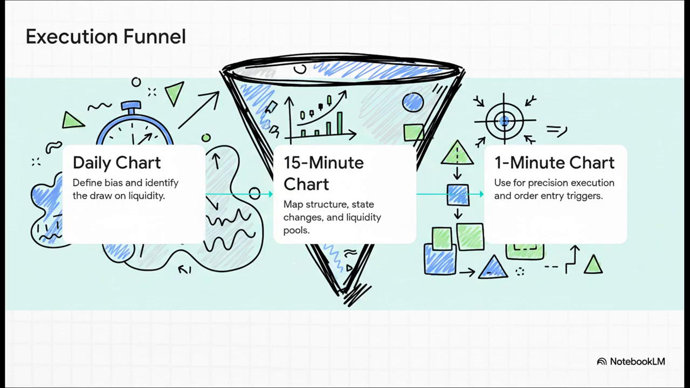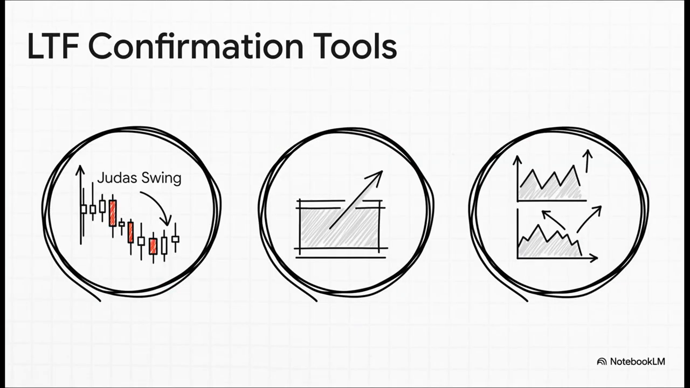Then you funnel down to the 15-minute chart. Here, you're just mapping out the important structural points and key levels. And only after you've done all that do you drop down to the 1-minute chart for the final step, precision entry. Now, when you're down on those lower time frames, you're not just guessing.